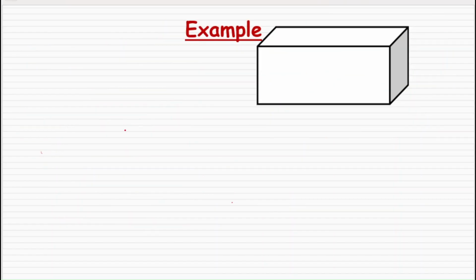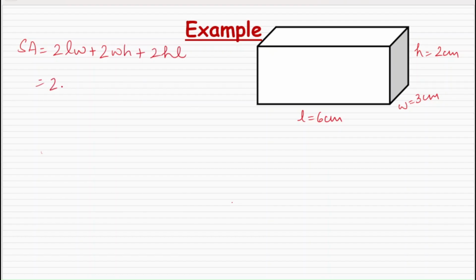All right, let's take one more example. If the length is 6 centimeter, the width is 3 centimeter, and the height is 2 centimeter. You can pause the video here to find out the area yourself, and then you can check along with me. So the formula of the surface area is 2 times length times width, plus 2 times width times height, plus 2 times height times length. Simply plug in the values.